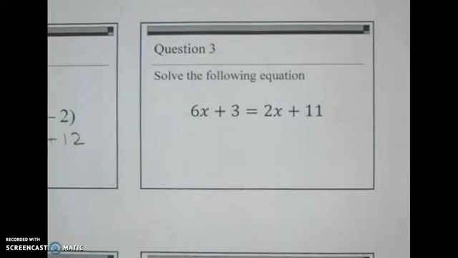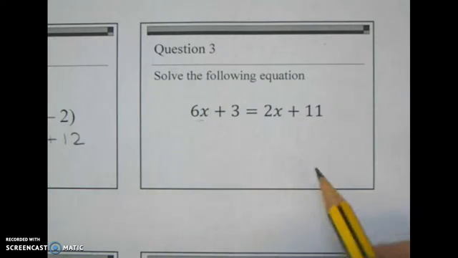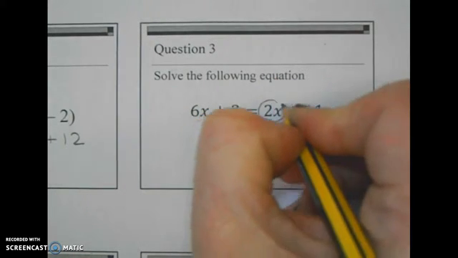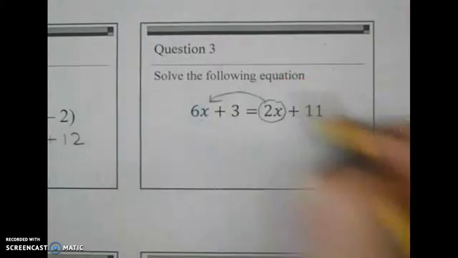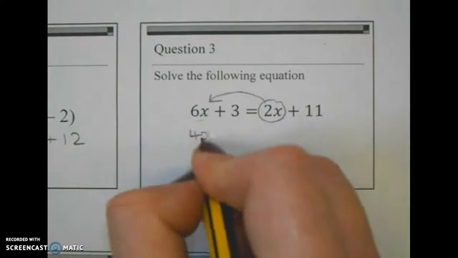Question 3, solve the equation. So we've got an x term here and an x term here. The smaller one is the 2x. So that's a positive 2x. If I move it to the other side, it becomes a minus. 4x, or 6x takes 2x is the 4x.